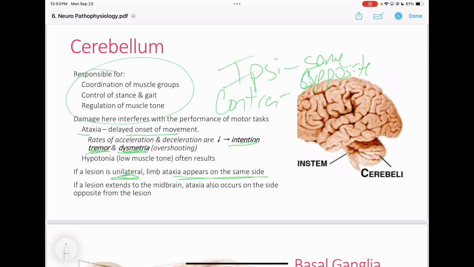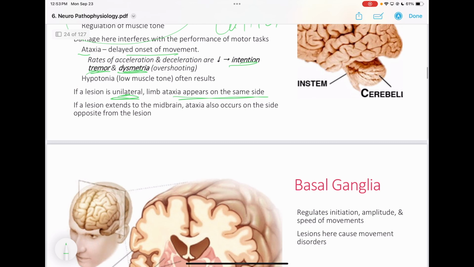If the lesion gets to the midbrain, they may have problems with opposite issues as well because of when the crossover happens. We don't really go into crossover too much, but you all know by now that the right side of your brain controls the left side of your body because there is a crossover that happens in the lower medulla.